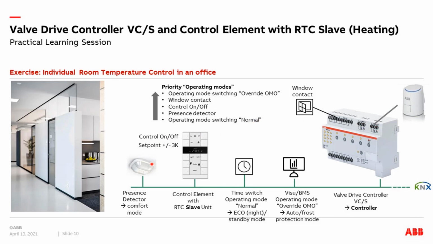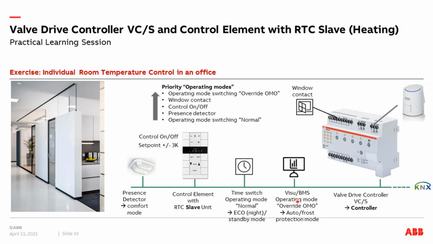In the room we have a presence detector, which switches to the comfort mode if the room is occupied. If the room is unoccupied, then it switches to the mode which was before, like standby, or also the eco mode. With the control element, we measure the temperature and send it to the controller. Plus, via the rockers, we can switch the controller on and off and change the set point plus minus 3 kelvins. A time switch switches between the operating modes via the group object operating mode normal, between the night mode or eco mode and the standby mode.